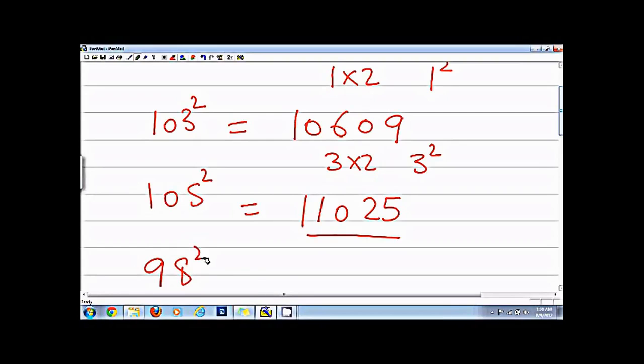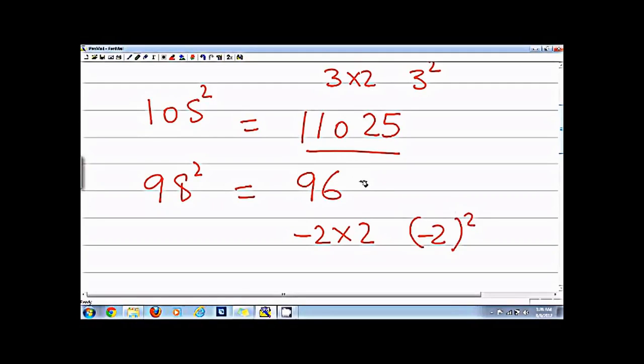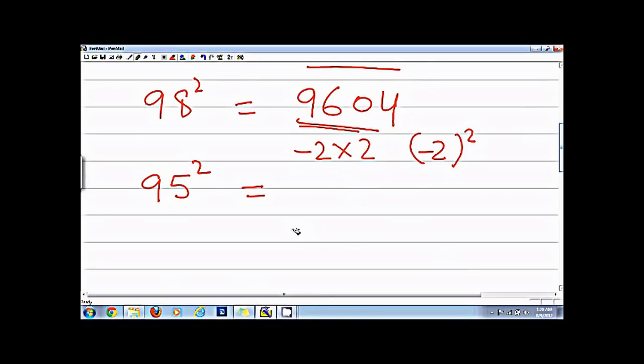Now if I have a number less than 100, for example 98, in this case our x is 2 less than 100, so that will be minus 2 into 2, which is minus 4. So 100 minus 4 is 96 and then minus 2 square is 4, so 9604. Similarly, if I have 95 square, in this case I will say 5 minus 5 into 2 is 10, so I'll say 90 and then minus 5 square, that is 25. So the answer is 9025.